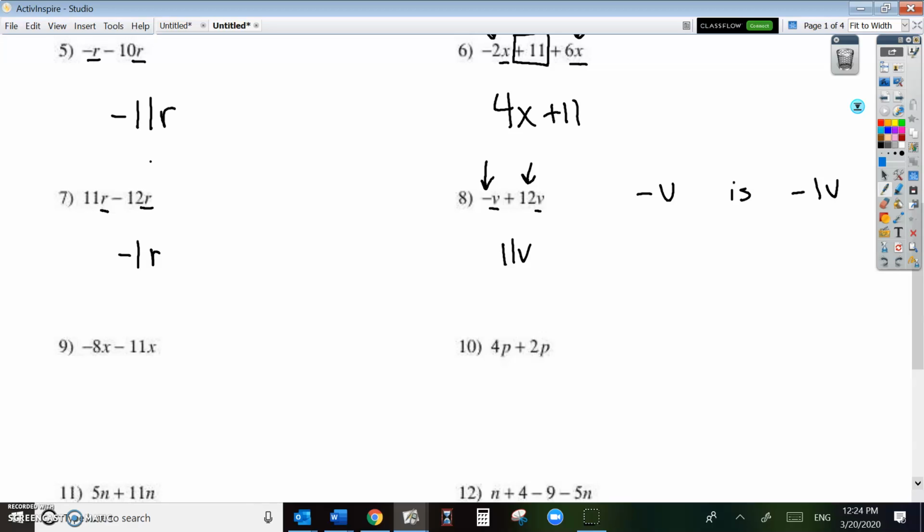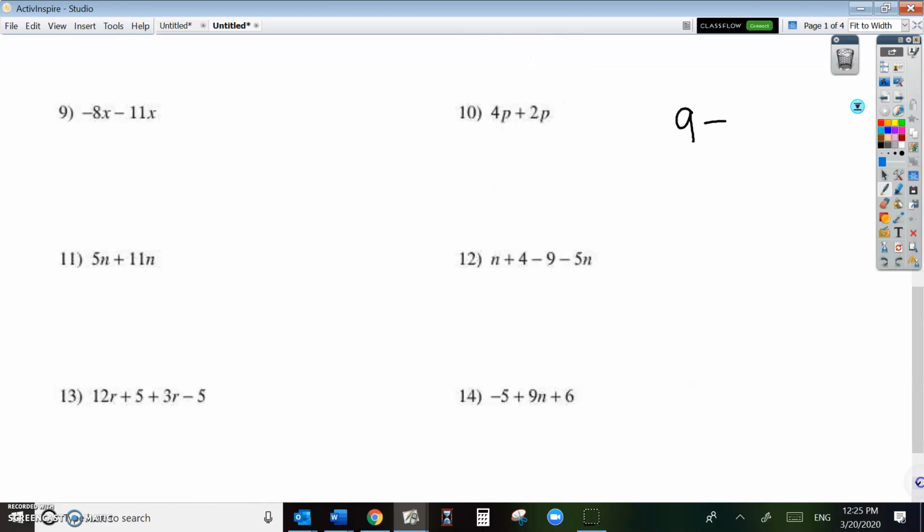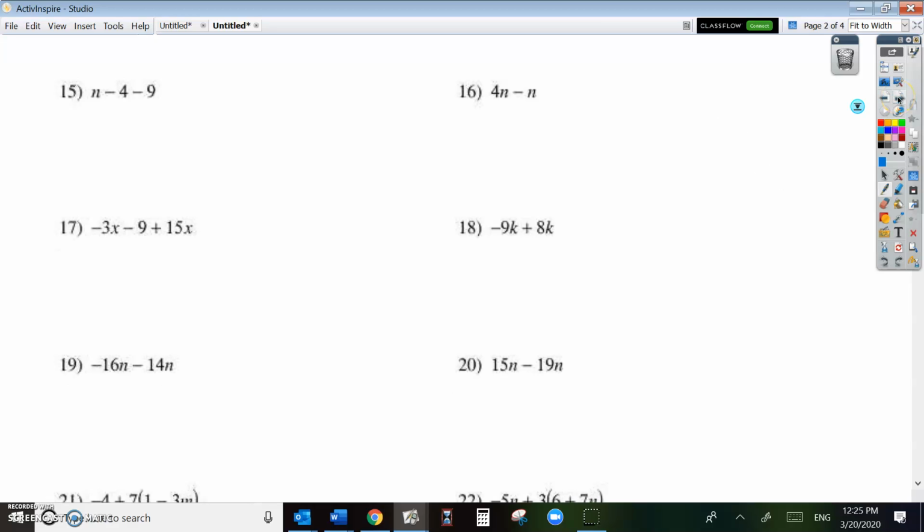Negative 8x minus 11x. I'm going to use problems 9 through 14 as quiz problems. So let's look at the next page.